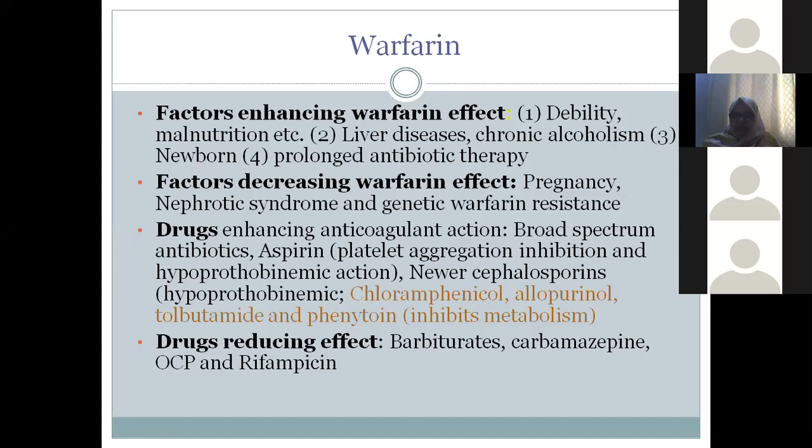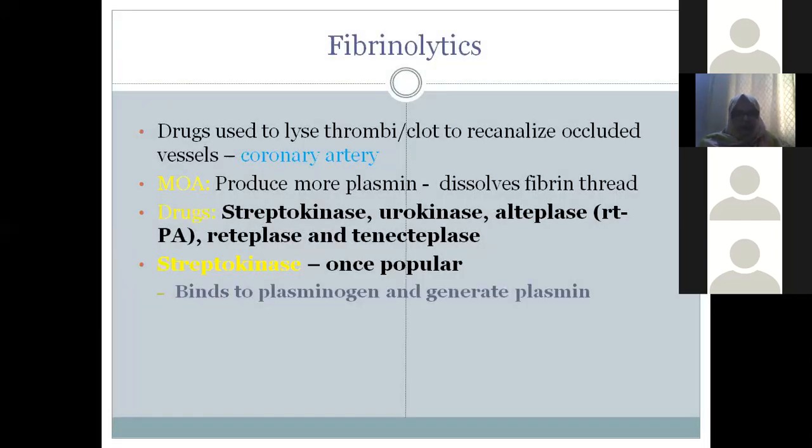anticoagulant action, such as broad spectrum antibiotics, aspirin, which is an antiplatelet drug, and newer cyclosporin drugs. Besides that, you have chloramphenicol, allopurinol, tolbutamide, and phenytoin, and drugs reducing effects such as barbiturates. These are the drugs which enhance the anticoagulant effect, the broad spectrum antibiotics we were talking about. Then lastly, we have the drugs which reduce the warfarin effect, which include barbiturates, oral contraceptives, rifampicin, and carbamazepine. This OCP is oral contraceptives.